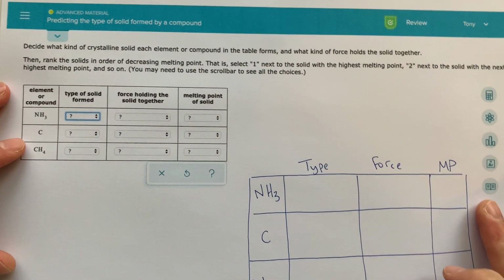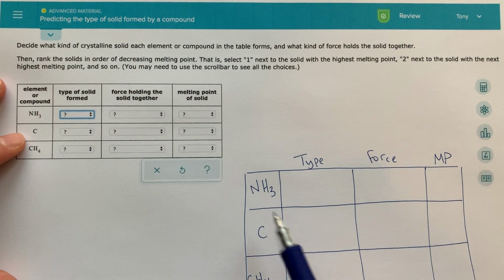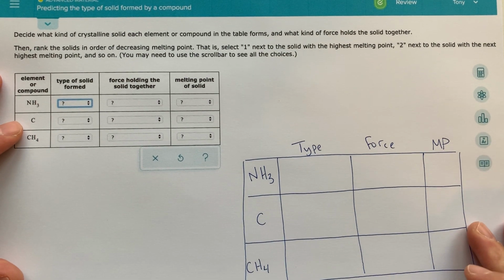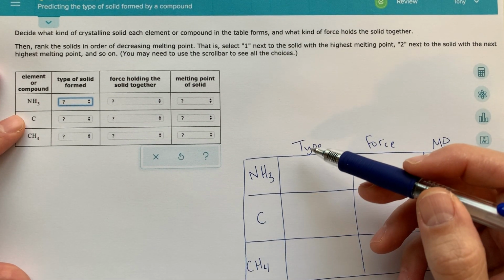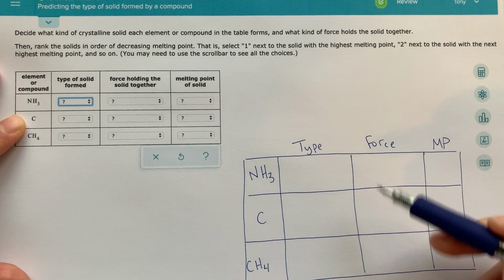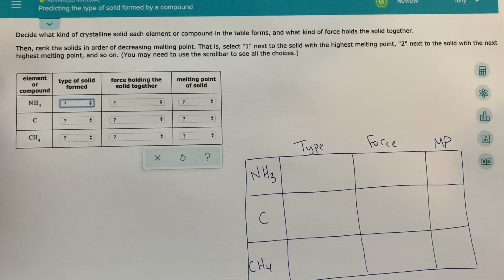All right, one more example, and we'll finish this video off. Okay, so here we've got NH3, carbon, and CH4. Again, the first thing I'm going to do is go through the type, and then we're going to spend a little bit more time on the force, and then hopefully quickly figure out the melting point.